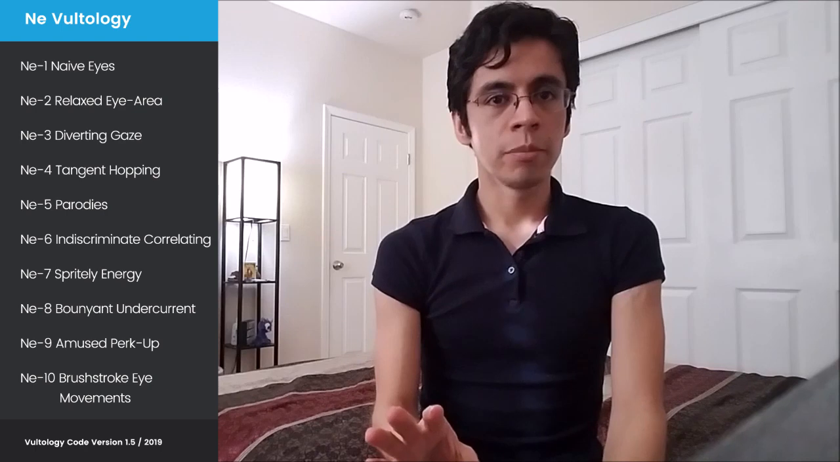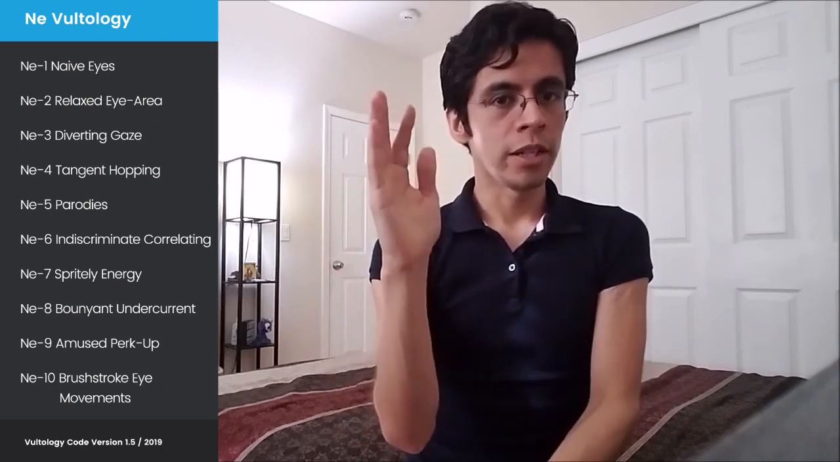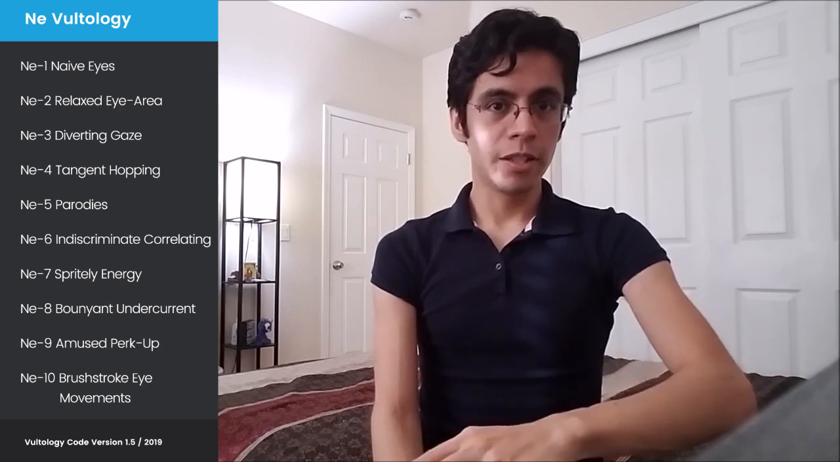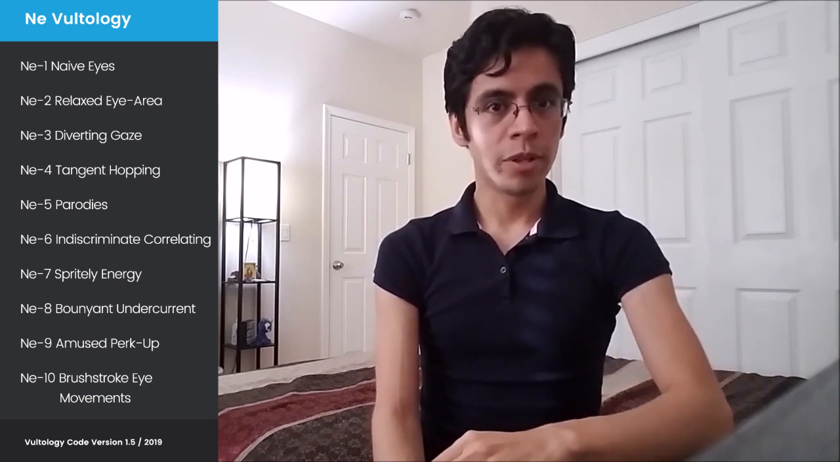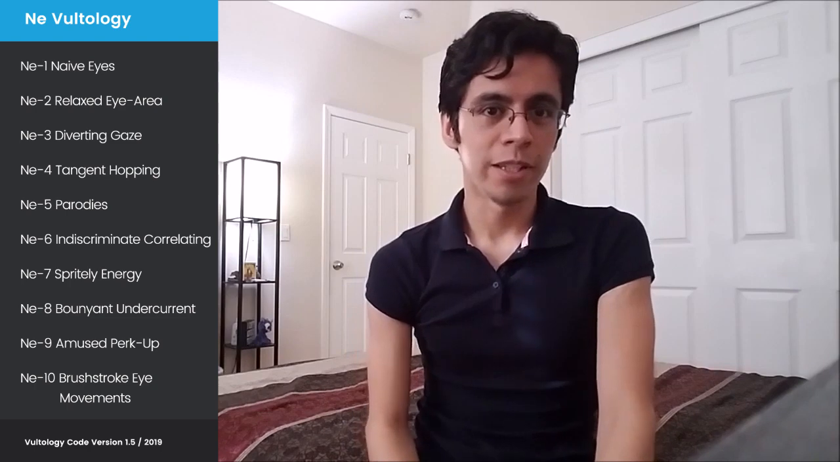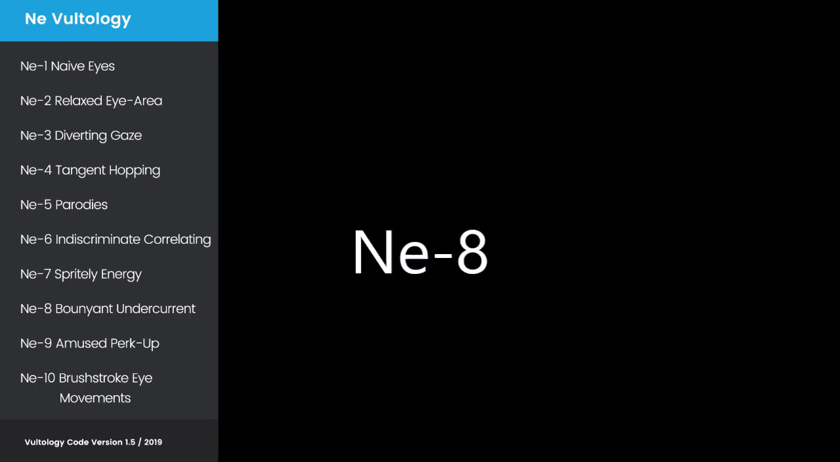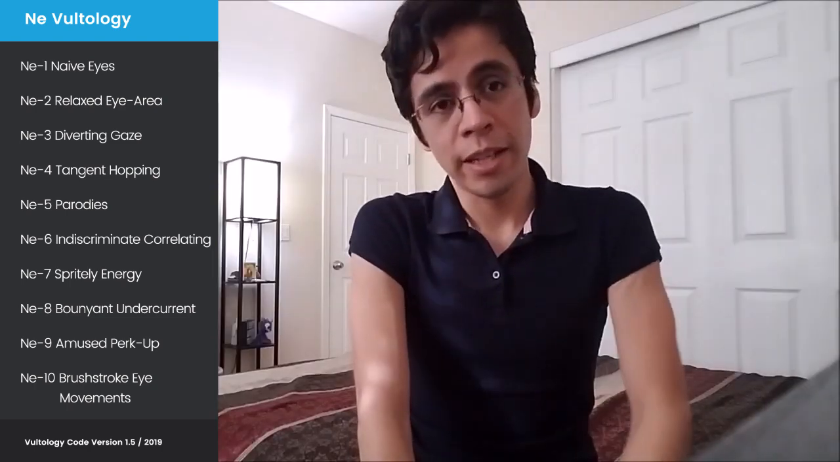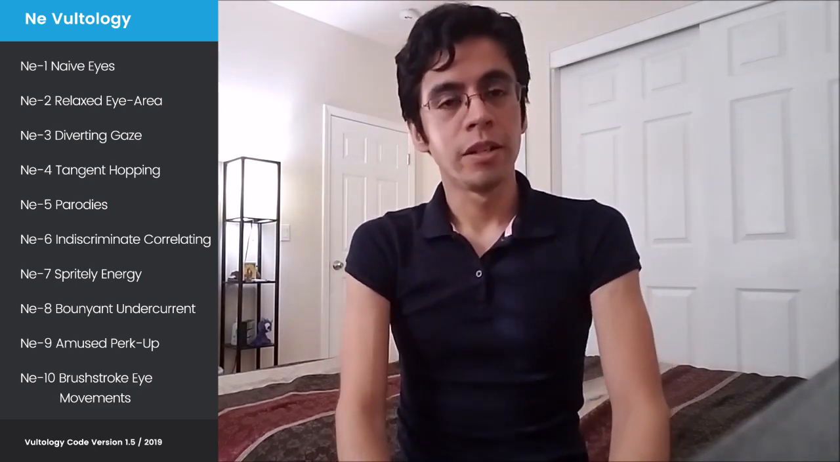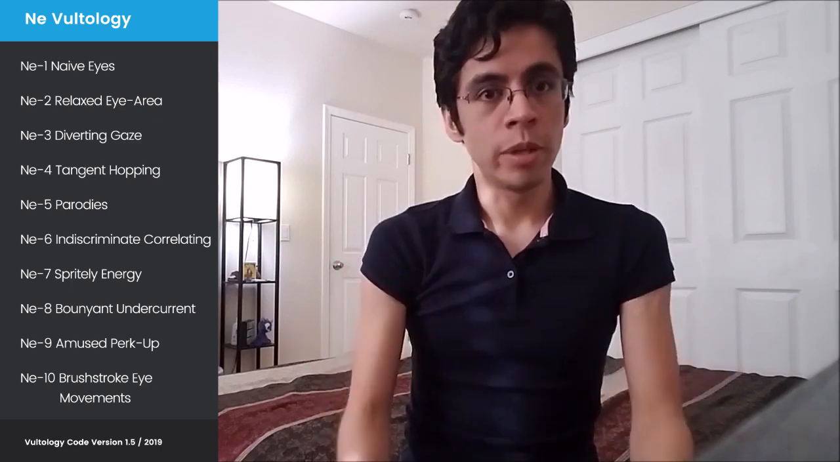If Ne8 can be compared to a helium balloon tied down by a string and lightly swaying, then Ne7 sprightly energy is what happens when you cut the string of the helium balloon and the helium balloon just kind of flows out into space. That's Ne7 sprightly energy. Now Ne8 buoyant undercurrent is the default state of bubbling momentum.